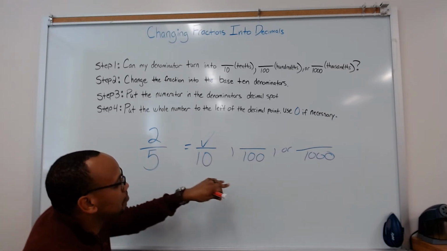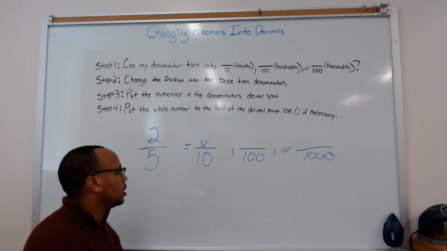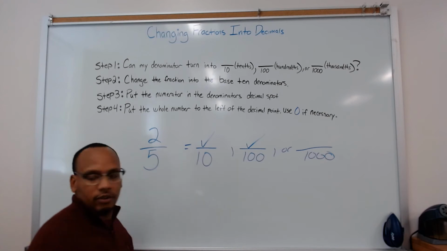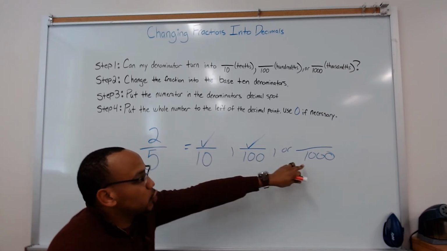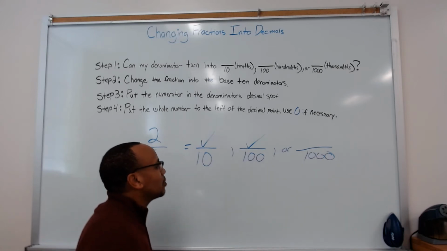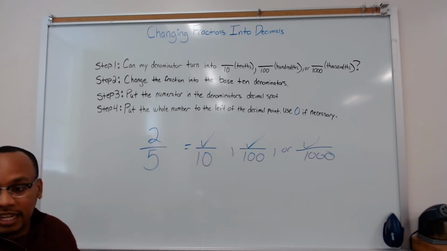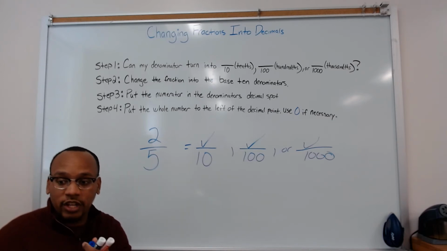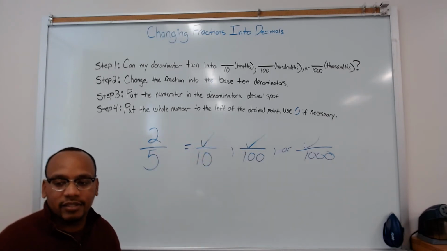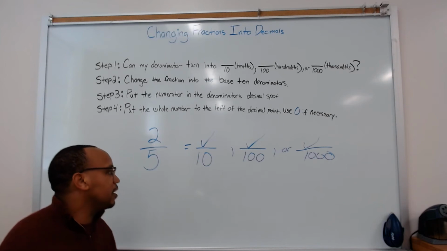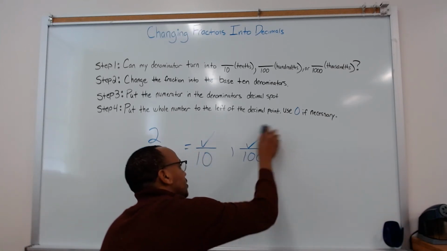5 times 20 is 100. Boom, I can turn it into hundredths as well. 5 times 200 gives me 1,000. Man, I can turn it into thousandths as well. So when you have something like halves, like I mentioned earlier, or fifths, they can turn into all 3 decimal spots, right? But for the interest of this example, let's go ahead and turn it into tenths.